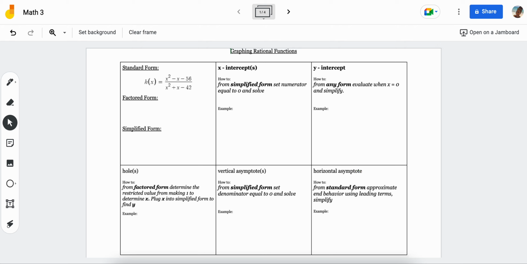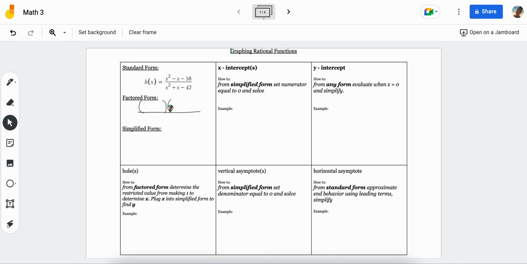Under each one of our key features for a rational function, we have a how-to, so how to find that particular key feature given any of the forms. So you want to make sure that you read the how-to. I'm going to do this one as an example, and this always works. First we want to factor the numerator and denominator of our rational function in order to get it into factored form.